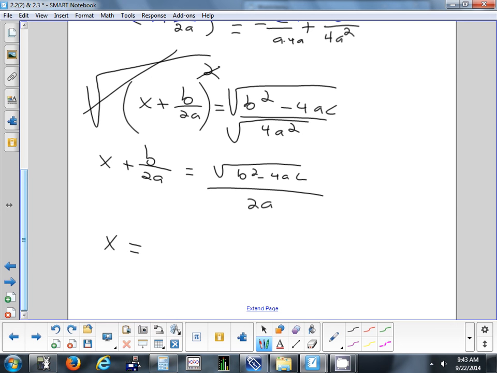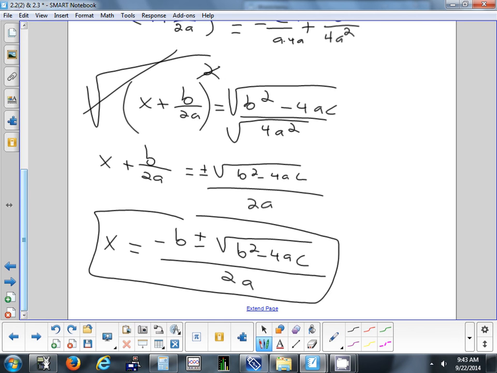So when I subtract b over 2a, it already has a common denominator, so I can just throw it right in the numerator. It's going to be subtracted and become a negative b when we subtract it. So it's negative b. And remember, once we take that square root, there's really two, a positive and a negative. Plus or minus the square root of b squared minus 4ac. And it had a denominator of 2a, so does the other side. It all has a common denominator. And that's the quadratic formula.